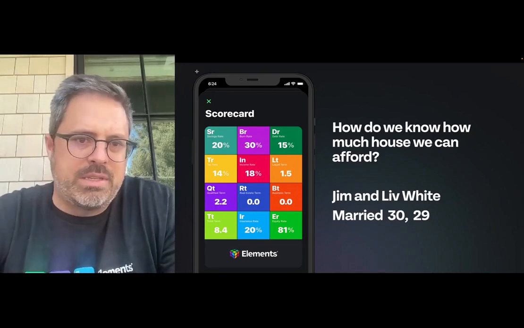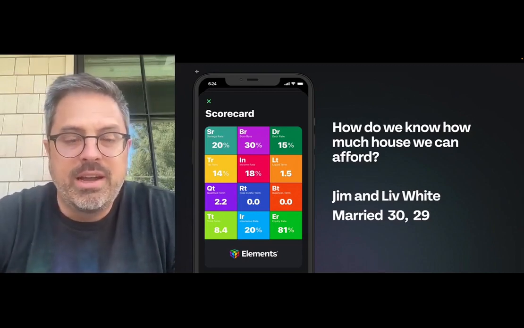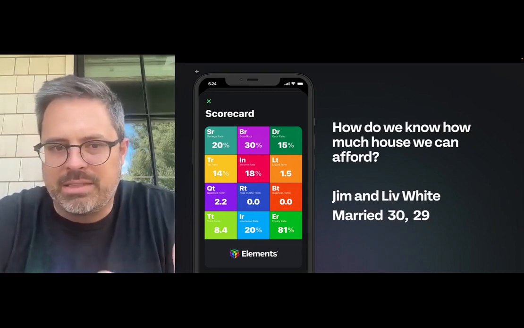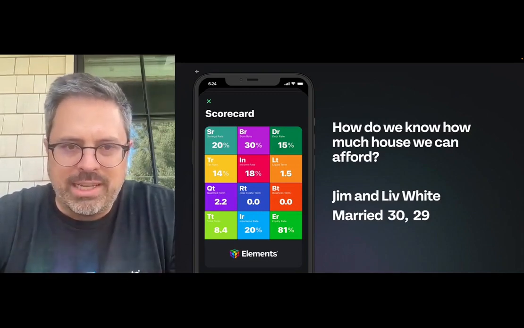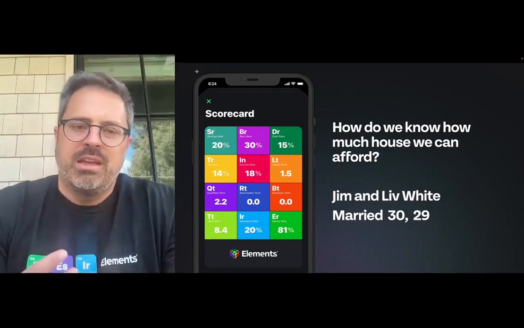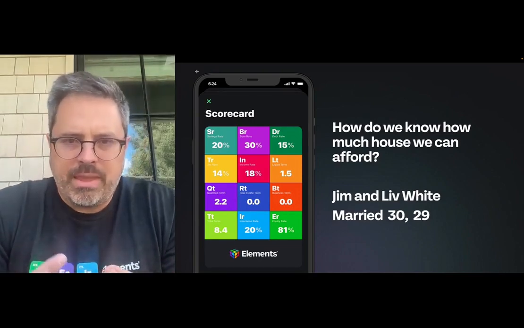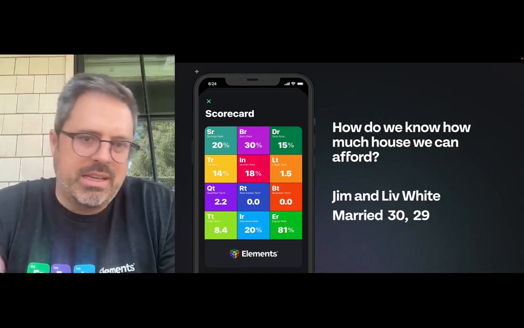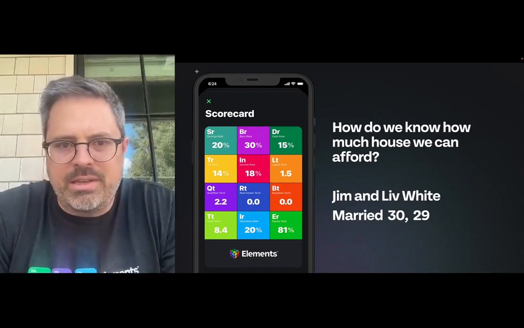This client just graduated. They have a high student loan balance. Their current debt to income ratio on their student loan is 15%. Income is going to be at least in the high hundreds.